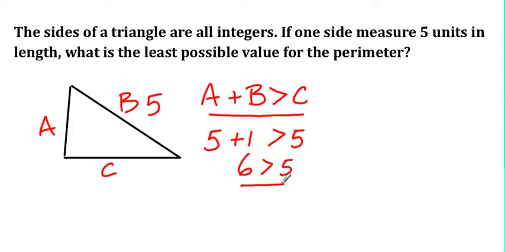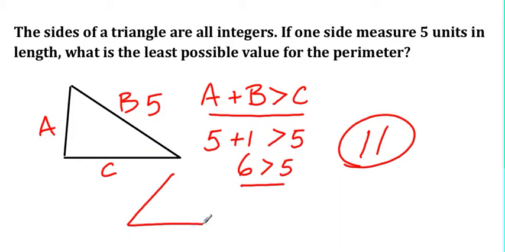What is the least possible value for its perimeter? 6 plus 5 is 11. This triangle looks like this. No, it doesn't look like that at all, drawn to scale. That's an equilateral. We all have a tendency to draw that one.